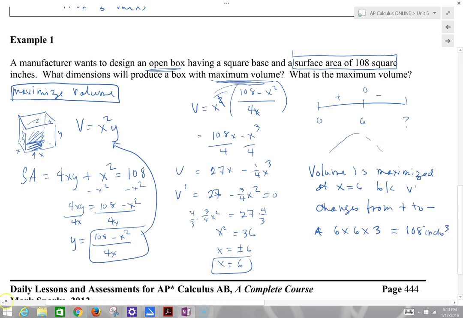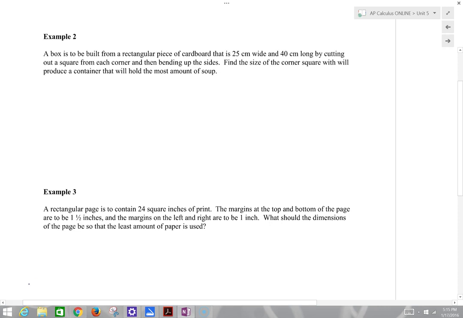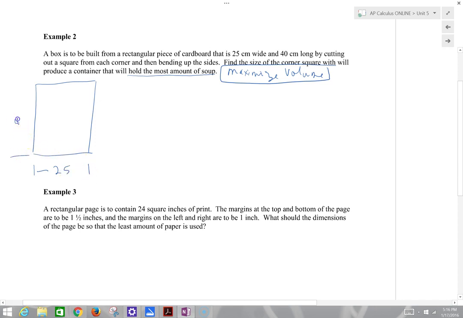Alright, another box from a rectangular piece of cardboard. So what is it we're trying to do? We're trying to hold the most amount of soup. So we're trying to maximize volume again. So we're going to need the volume. And we're starting with a rectangular piece of cardboard that is 25 by 40. And I'm going to cut a square from each corner.